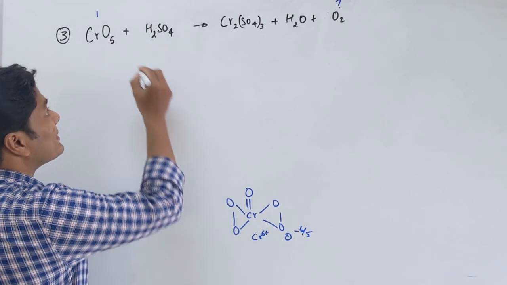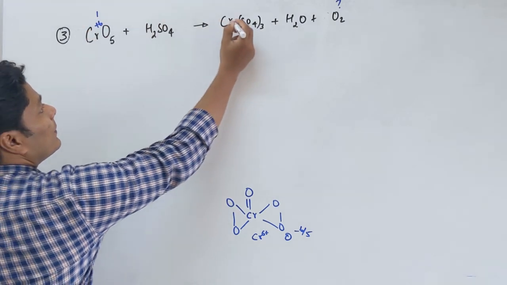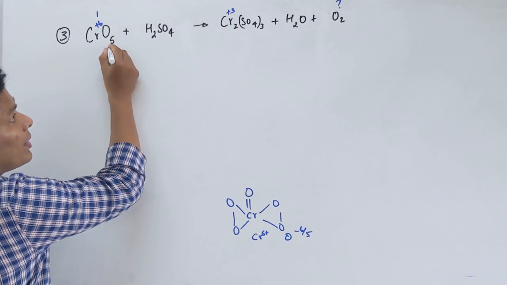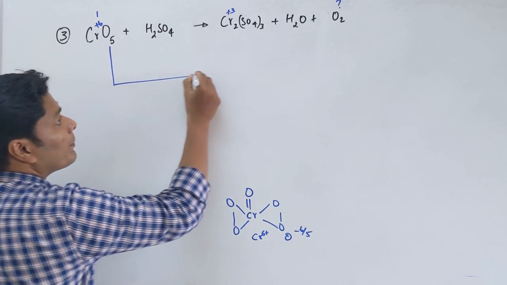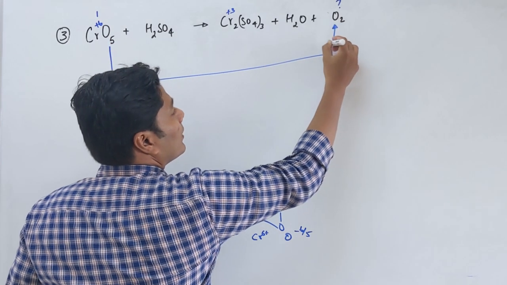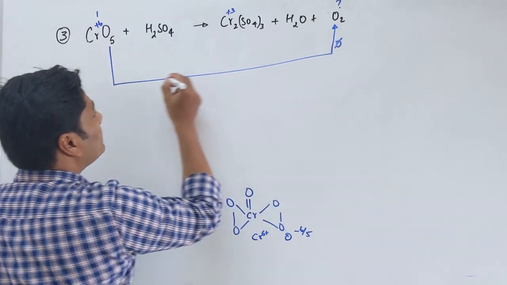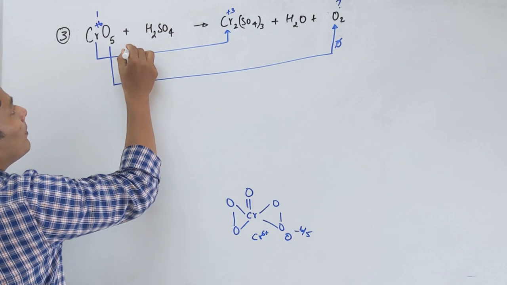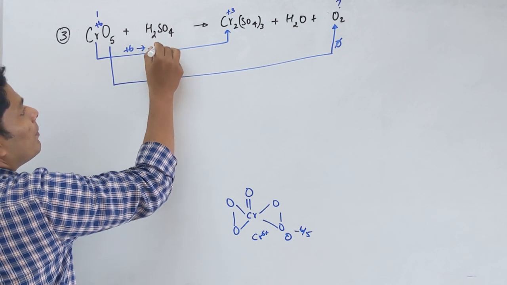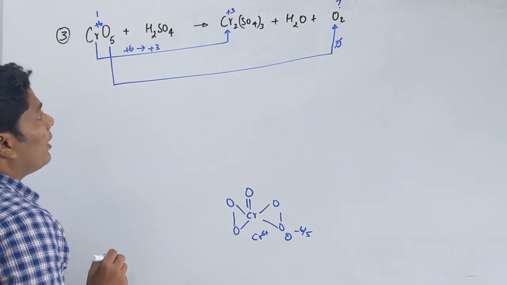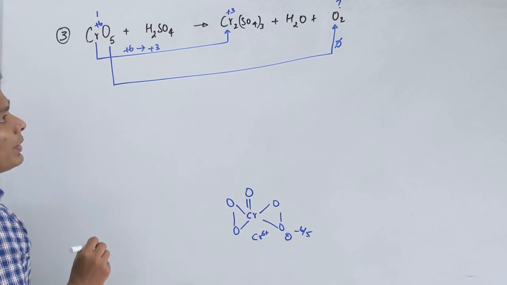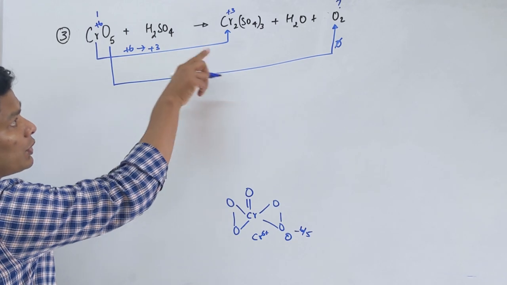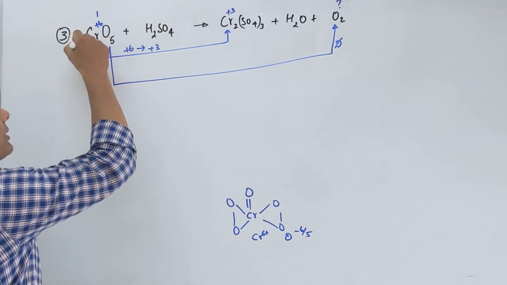So chromium on the plus 6 goes to plus 3. Oxygen at minus 6 by 5, whatever it may be, goes to 0, and this goes from plus 6 to plus 3. Okay, all right. Now what you can do is look at chromium first. There are 2 chromium, so I have to make this 2.